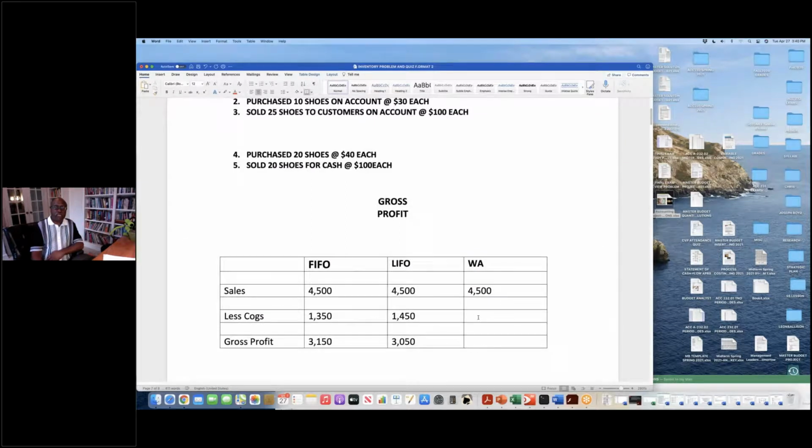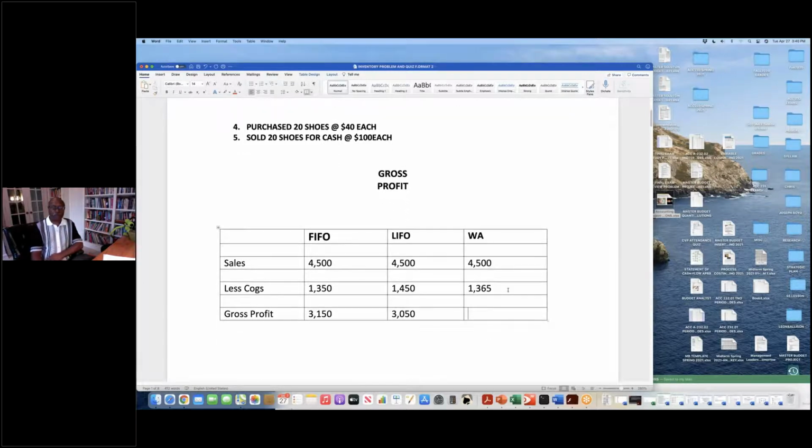Because at the end of the day, this is what we're looking for. So what's our gross profit on the weighted average? 3,135. So notice, once again, because it's an average, it's going to be between FIFO and LIFO.